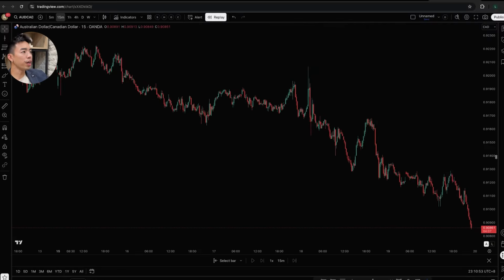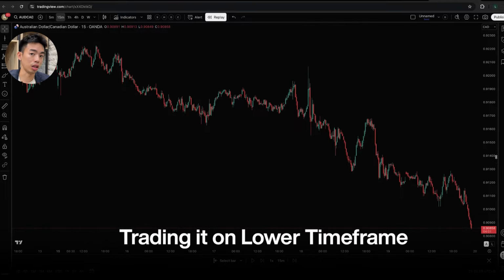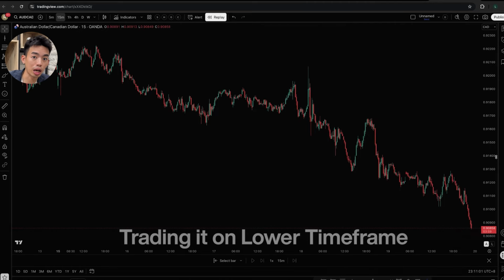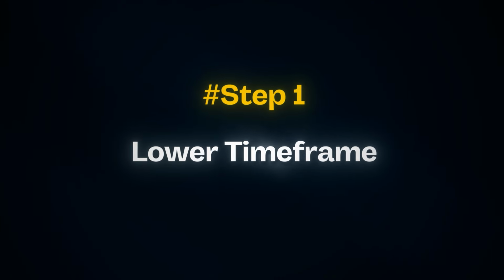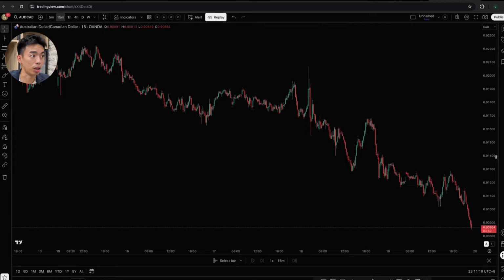Okay, right here I have the Aussie CAD on the 15-minute time frame. The first thing you want to do is make sure that you are trading it on a lower time frame, hence the word scalping. You don't want to be in front of the charts all the time. So that's step number 1, being on the lower time frame. In this case, I am on the 15-minute time frame.